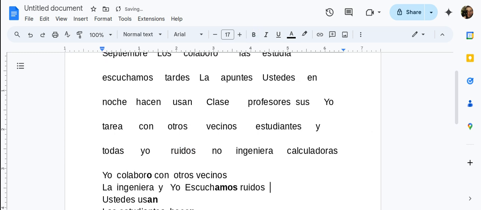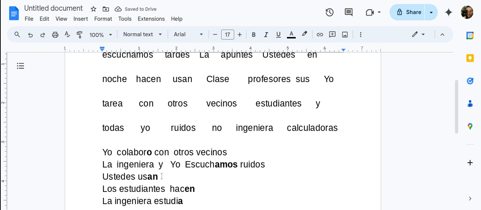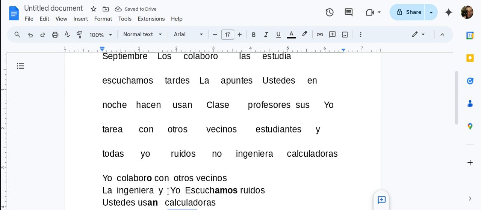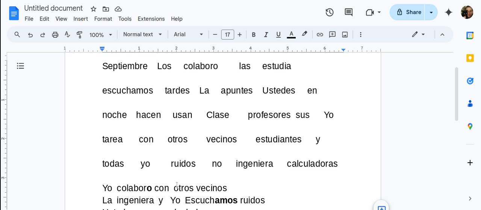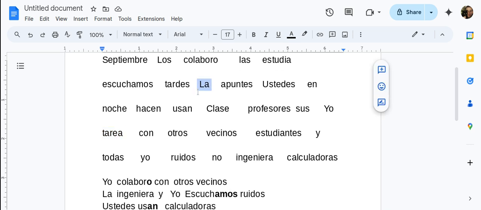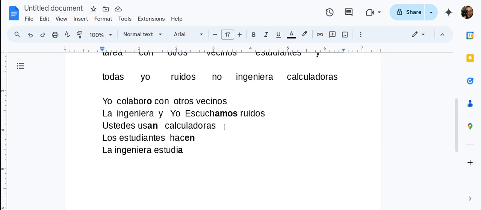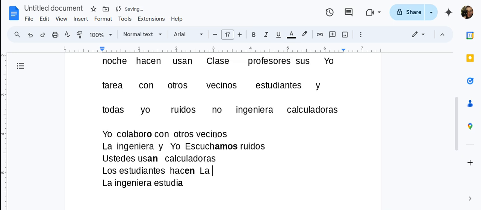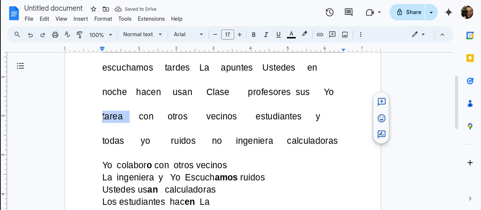Okay. You all use. What do you all use? Calculators. That one was easy. The students do. What do students do? They do homework. Is there a word for homework? Yes, there it is. Now, is there the homework? There it is. Because that's a female noun, I have to use that word.